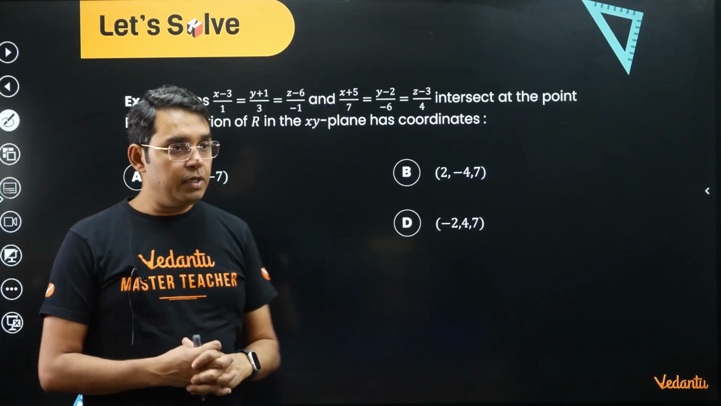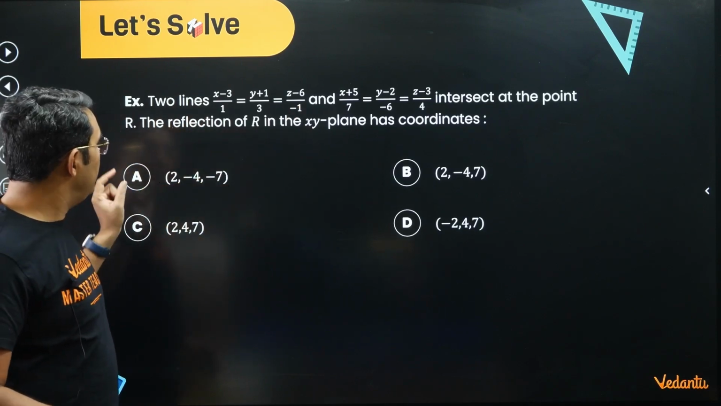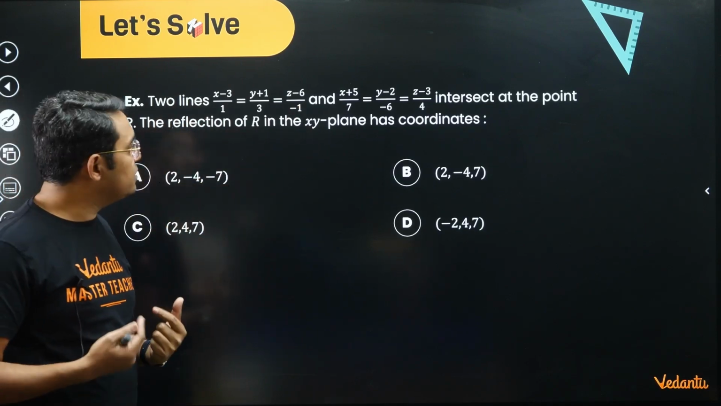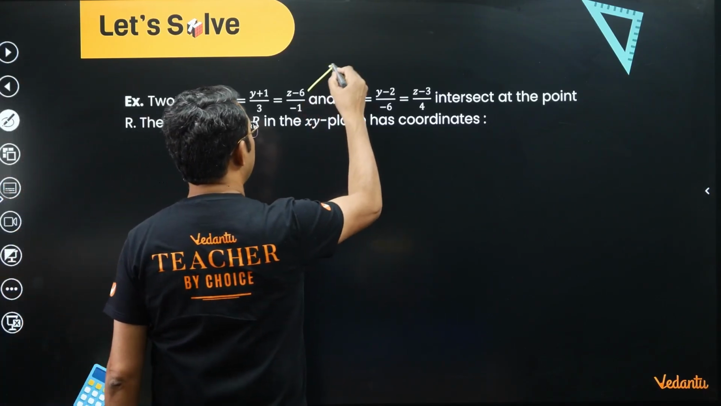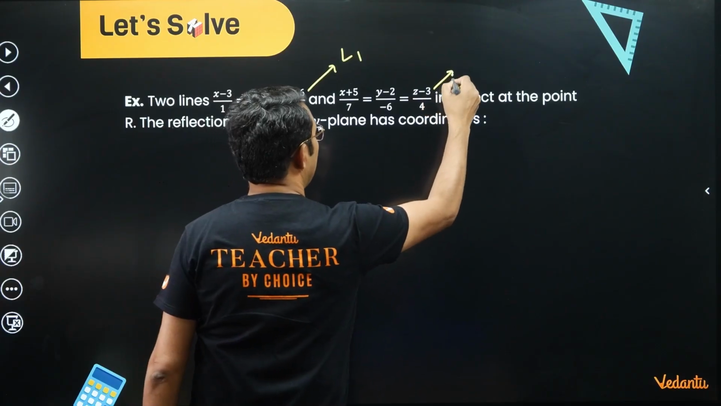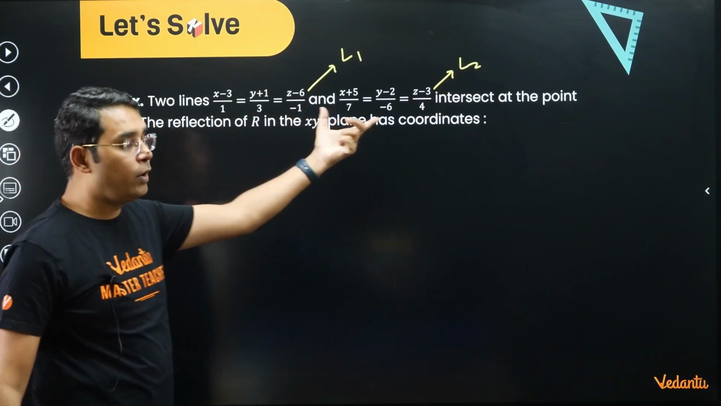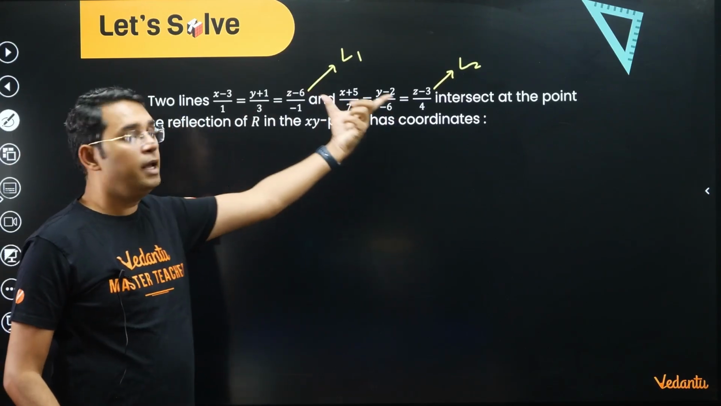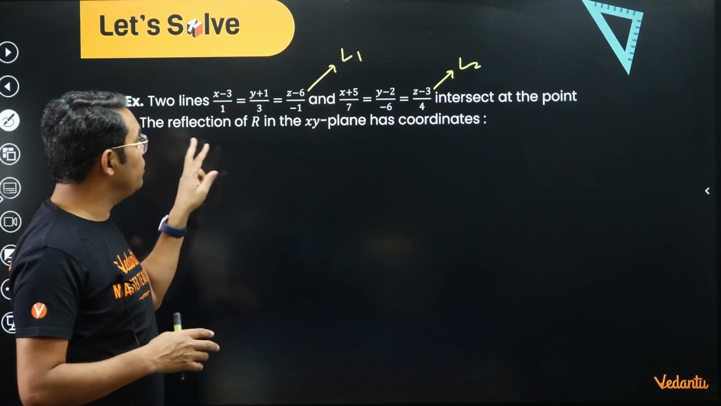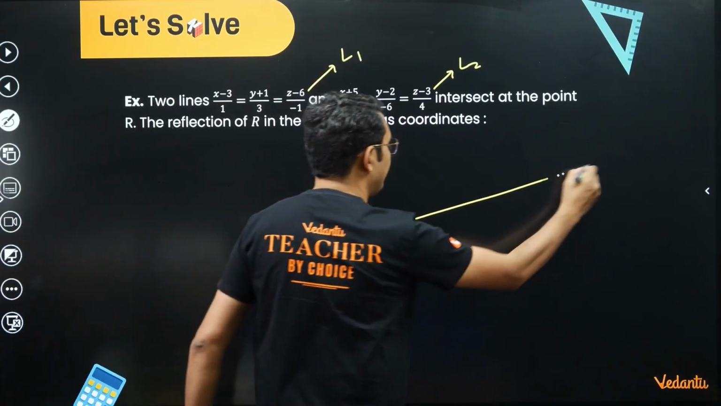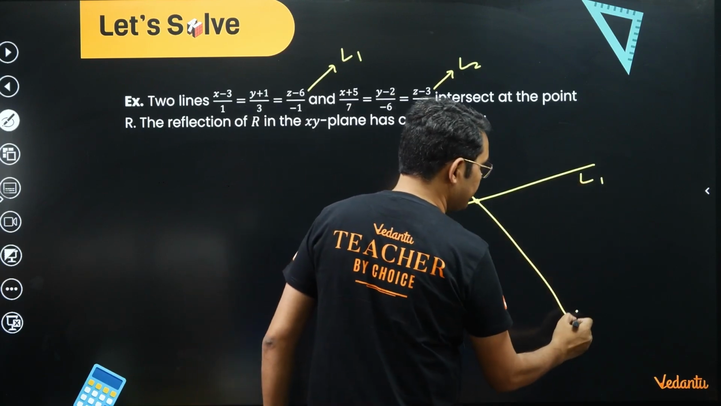Coming to the next question. Now this question says two lines L1 and L2 intersect at point R. The reflection of R in the XY plane has coordinate. Now in such questions, what we need to do, because this line, let's say L1, and this line, let's say L2, they are going to intersect each other. So I will take one point on this line and one point on this line in terms of lambda here and mu here, and then we will try to find out those values lambda and mu that make both points the same. Okay, this is one line, this is another line, and they are intersecting at this point. So this is my line L1, this is my line L2.